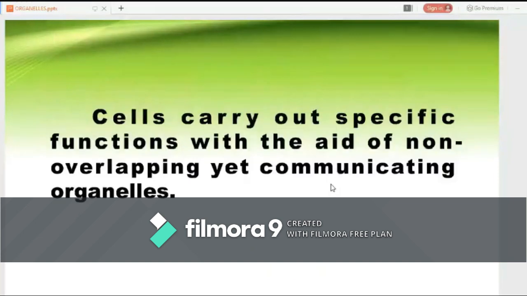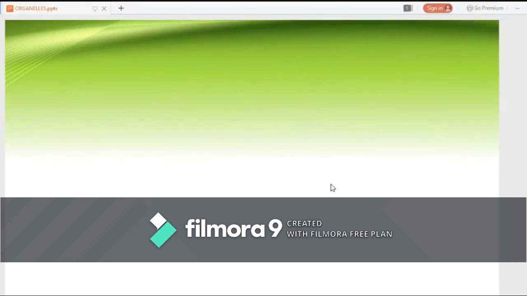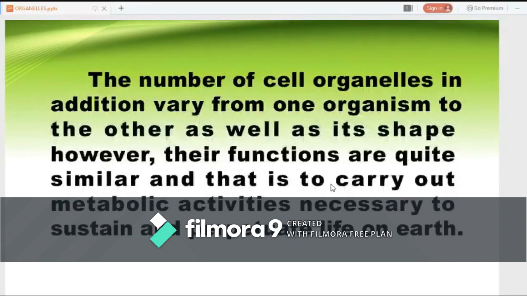As you get to examine all of those organelles, their structures and functions, we get to realize that cells carry out specific functions with the aid of non-overlapping yet communicating organelles. The number of cell organelles, in addition, varies from one organism to the other, as well as its shape. However, their functions are quite similar, and that is to carry out metabolic activities necessary to sustain and perpetuate life on Earth.